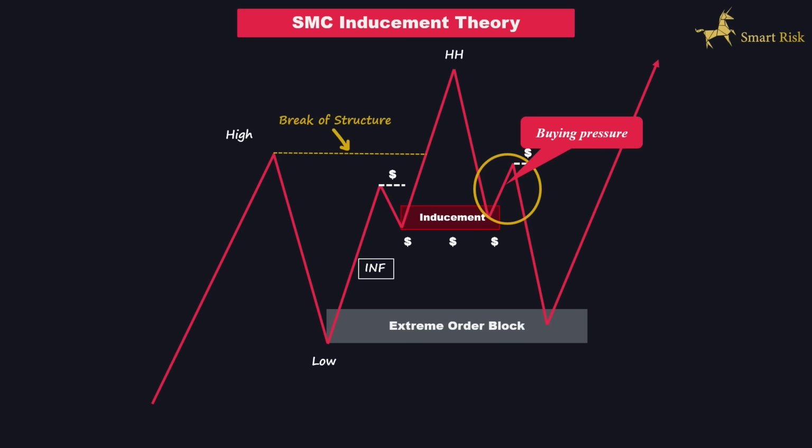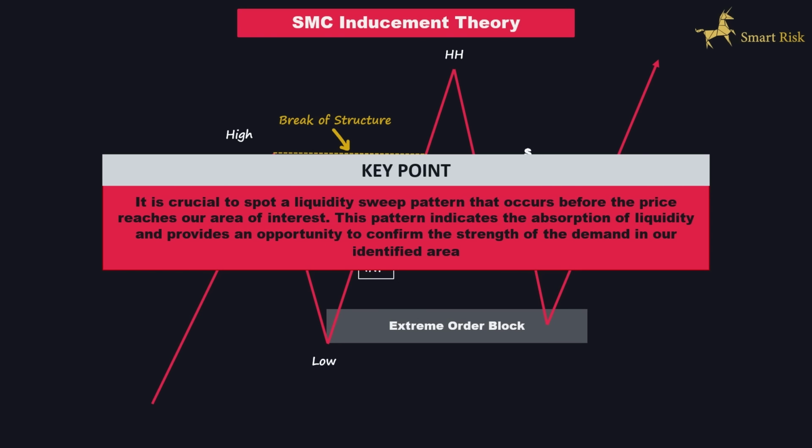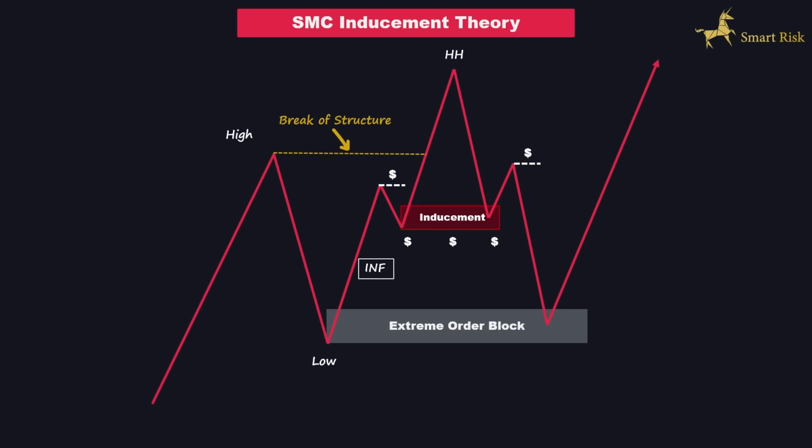They place their stop-loss orders below the inducement zone, believing that it will hold as a significant support level. It is crucial to spot a liquidity sweep pattern that occurs before the price reaches our area of interest. This pattern indicates the absorption of liquidity and provides an opportunity to confirm the strength of the demand in our identified area. We use liquidity sweeps as a confluence factor before entering a position.